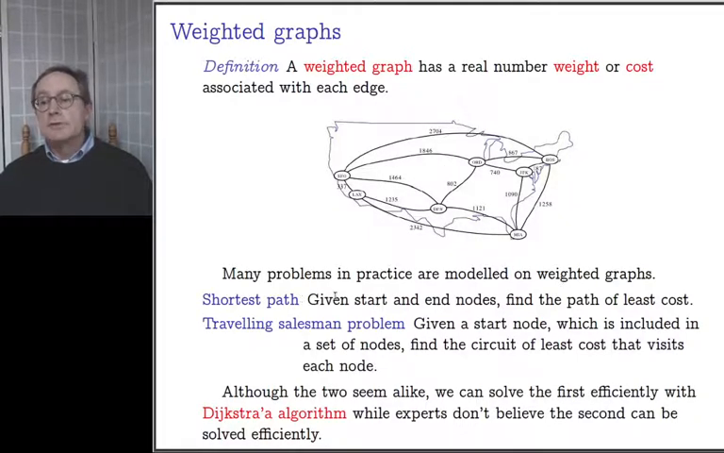Shortest path: given a start and an end node, find me the path of least cost. So if, for example, I asked to drive from here to Chicago in the minimum amount of time, I would label every edge in the country, every road, with how much time it takes to travel it. And then I would say, find me the minimal path from here to Chicago.